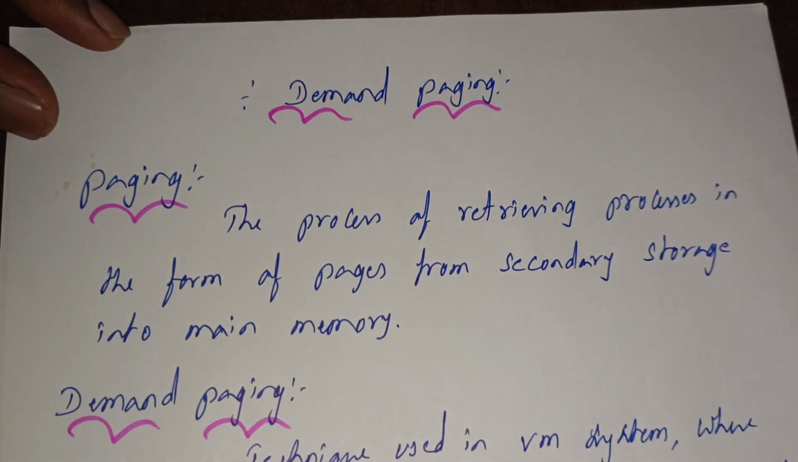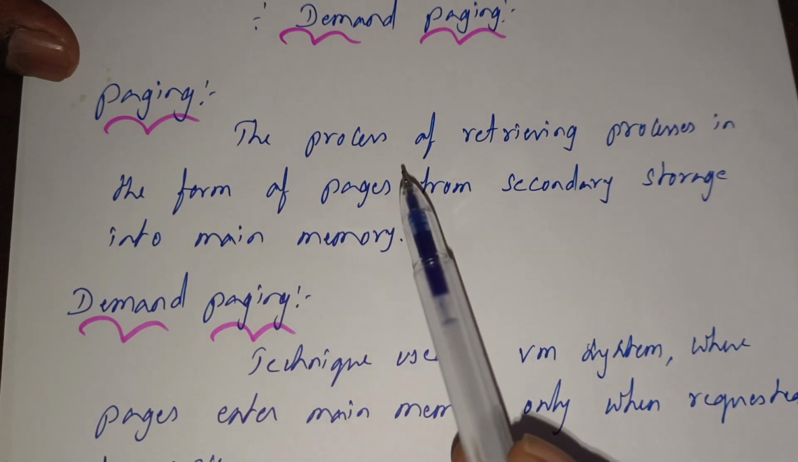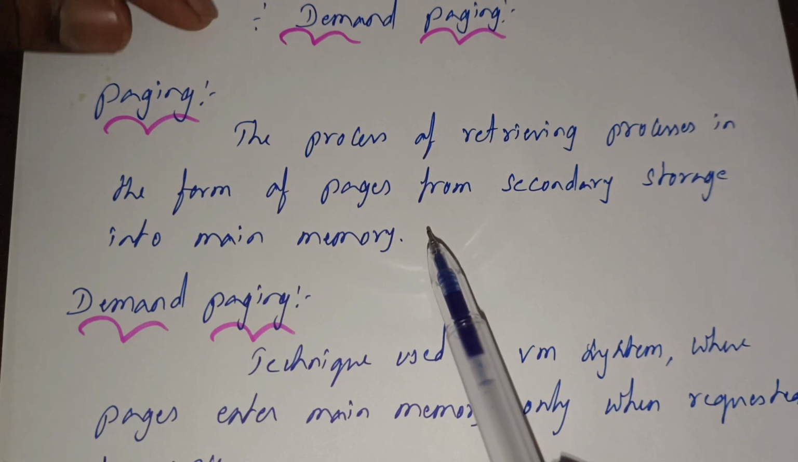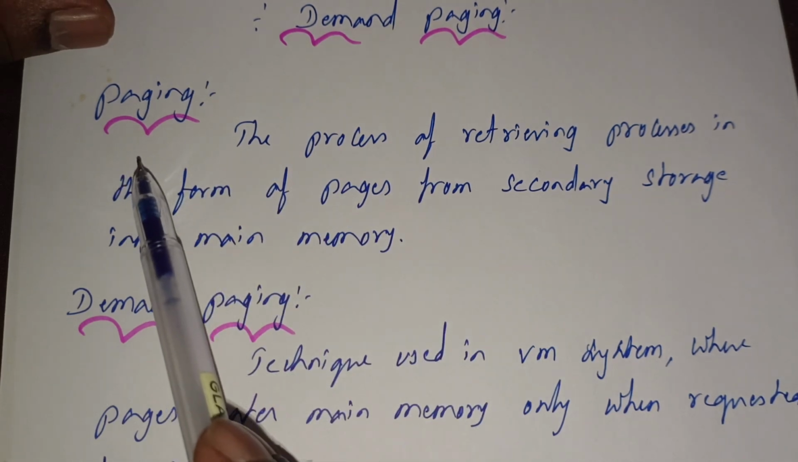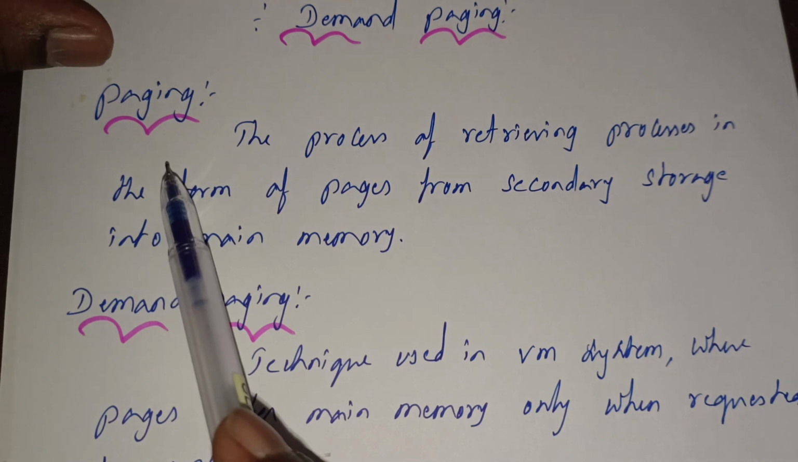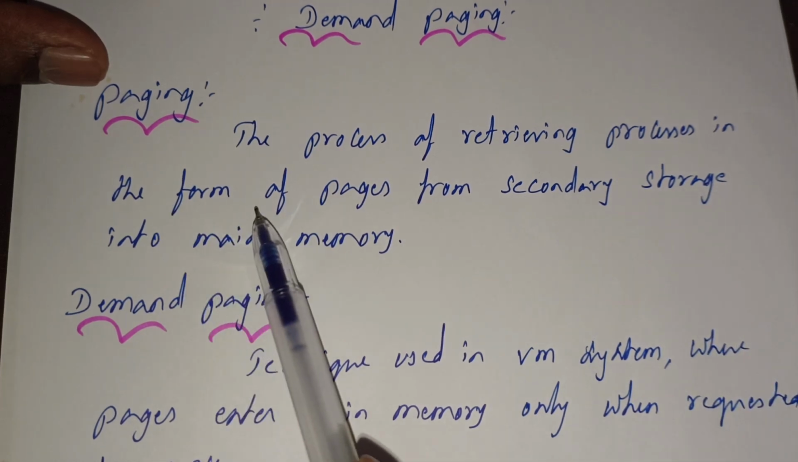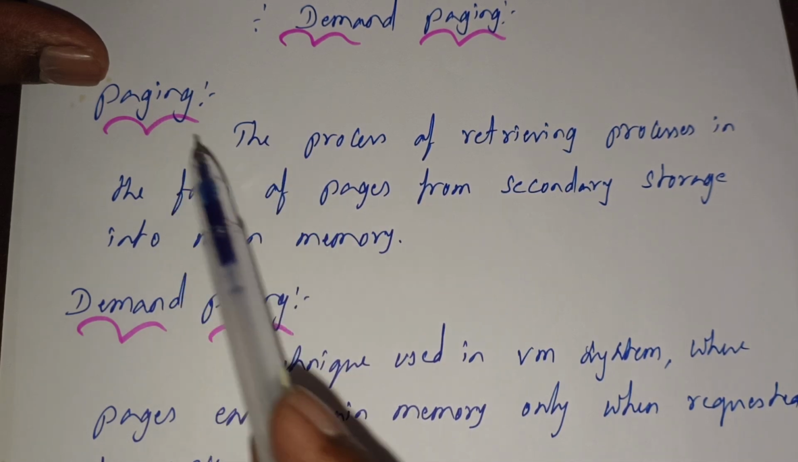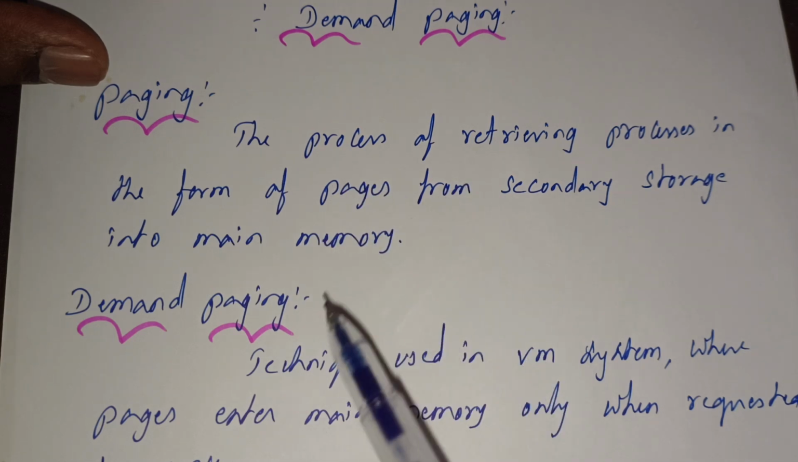Basically, if you want to understand what demand paging is, then we need to know what paging is in an operating system. Paging is a memory management scheme which eliminates the need for contiguous allocation of physical memory. The contiguous memory allocation, fixed and variable, we are going to discuss. Paging is used effectively in operating systems for effective memory management. It is the process of retrieving processes in the form of pages from secondary storage into main memory. Whenever the CPU requests a page, paging does this when the requested page is not available in the main memory.